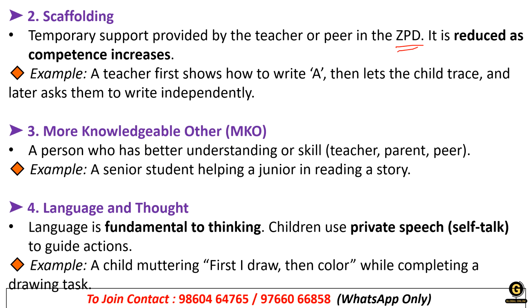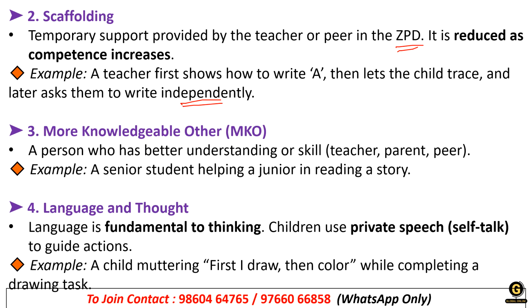First, the teacher will show how to write, right? And then lets the child trace and later ask them to write independently. So now, like parents, they will teach you how to stand, how to walk, and then the parents will let you do all the things by yourself independently. Get up yourself, walk yourself, run yourself, whatever, just do yourself.